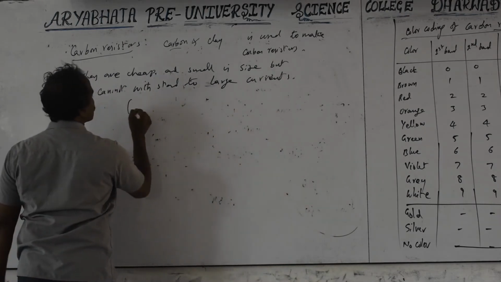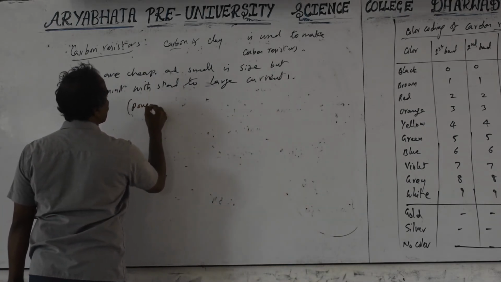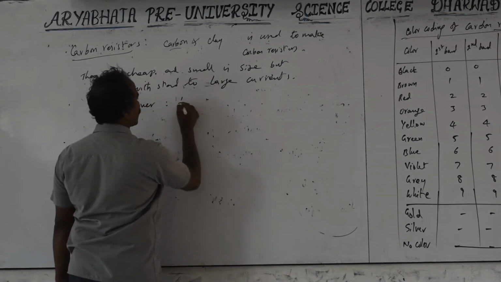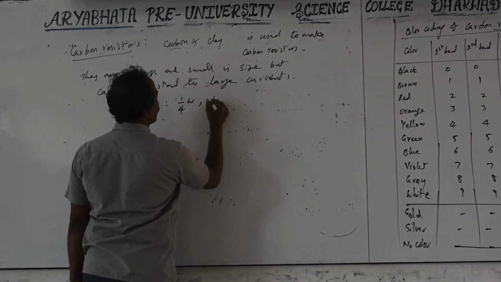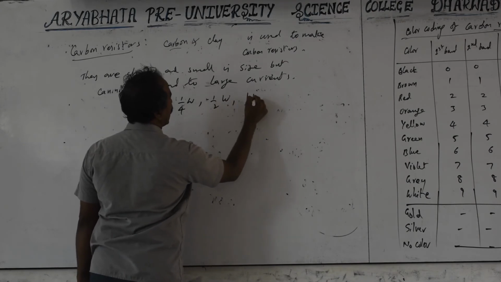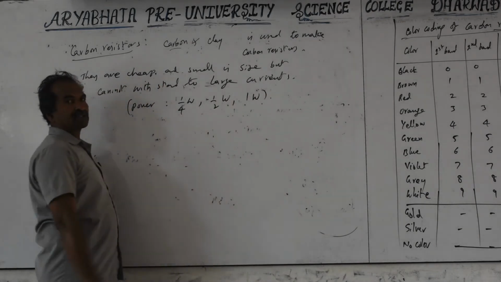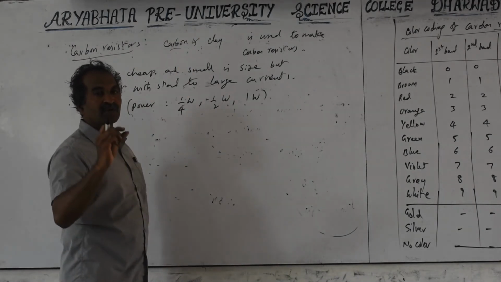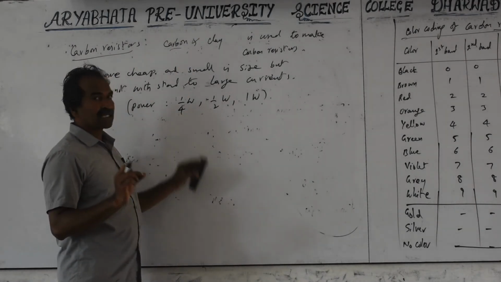The generally available powers are, we'll discuss what power in electricity is later, quarter watt, half watt, 1 watt. More than that, if you require, you have to go for wire bond resistors. Wire bond resistor size will be bigger. Carbon resistance is very small.